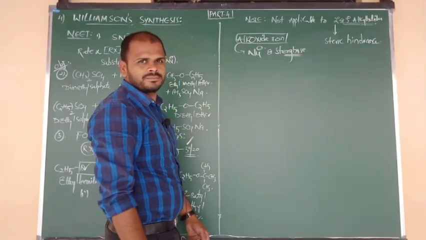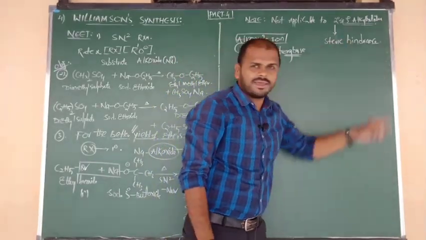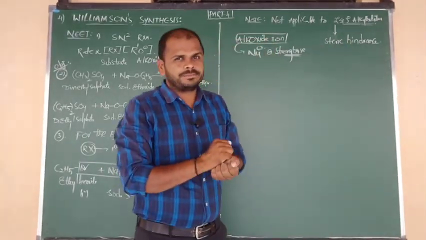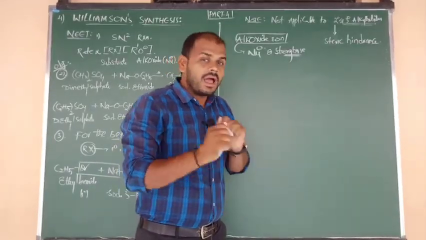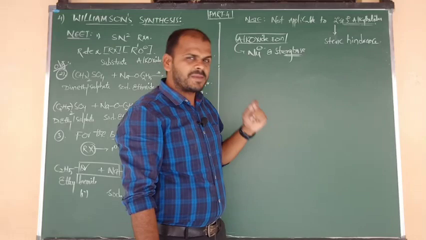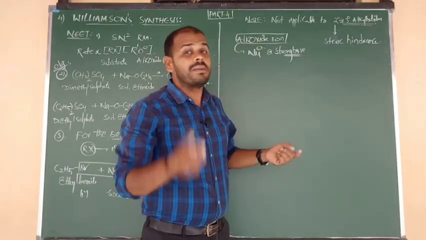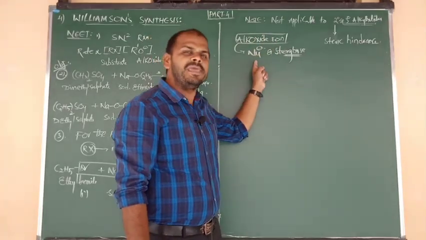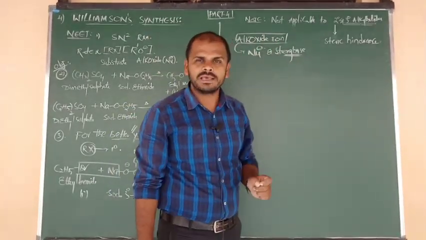Listen carefully. Secondary and tertiary alkyl halides have steric hindrance due to bulky alkyl groups, more number of alkyl groups. And one more thing: the reaction generally takes place with an alkoxide ion, like sodium alkoxide, whatever that may be. But the alkoxide ion can behave as a nucleophile as well as act as a strong base.